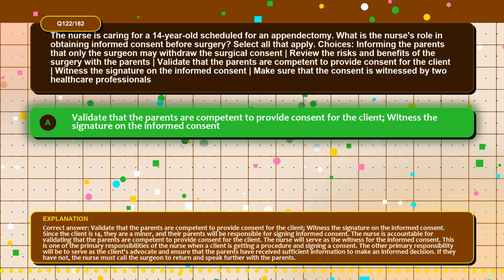Since the client is 14, they are a minor, and their parents will be responsible for signing informed consent. The nurse is accountable for validating that the parents are competent to provide consent for the client. The nurse will serve as the witness for the informed consent. This is one of the primary responsibilities of the nurse when a client is getting a procedure and signing a consent. The other primary responsibility will be to serve as the client's advocate and ensure that the parents have received sufficient information to make an informed decision. If they have not, the nurse must call the surgeon to return and speak further with the parents.